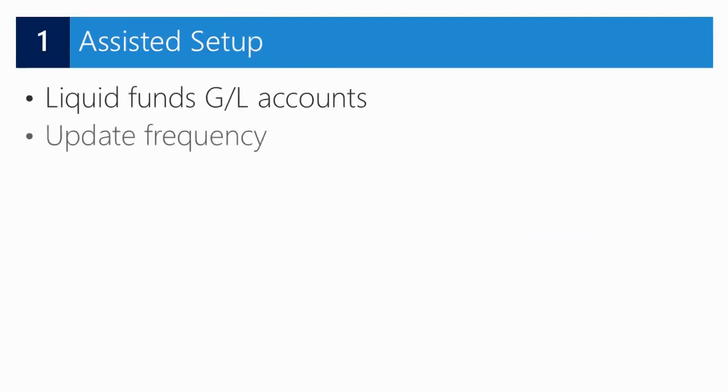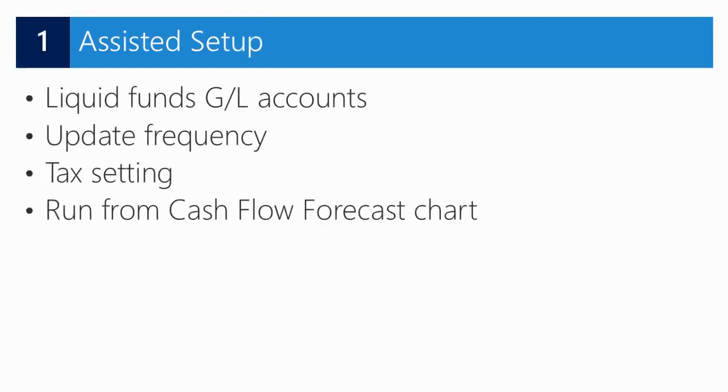Before I can start forecasting future cash flow, I should first perform some setup tasks. Using the assisted setup guarantees the fastest way to set up cash flow forecasting in NAV. The assisted setup allows me to enter GL accounts on which liquid funds transactions are posted. I can enter the update frequency and a number of tax settings. And did you know you can access the assisted setup from the cash flow forecast chart in the Role Center?